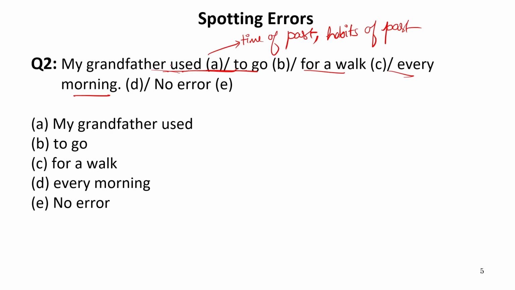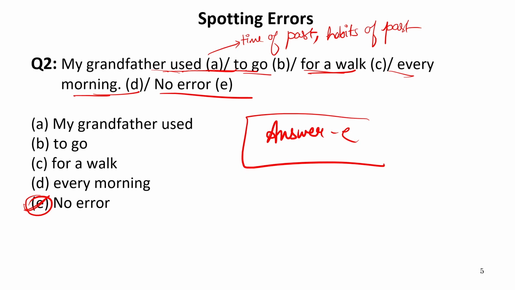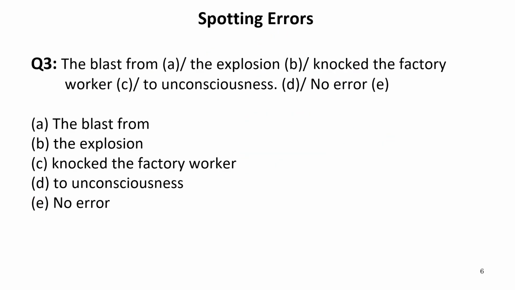Now the first part of the sentence contains no error. B part also contains no error. C part also contains no error. D part also contains no error. It means the entire sentence is absolutely correct. Therefore, our answer is E, that is no error, because the sentence contains no error at all. Now let us move to the next one.